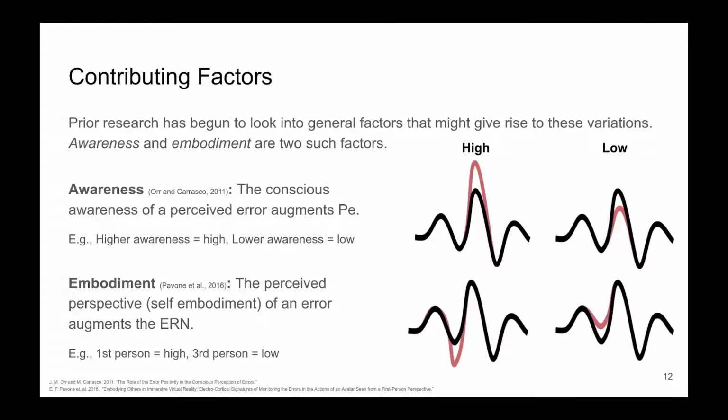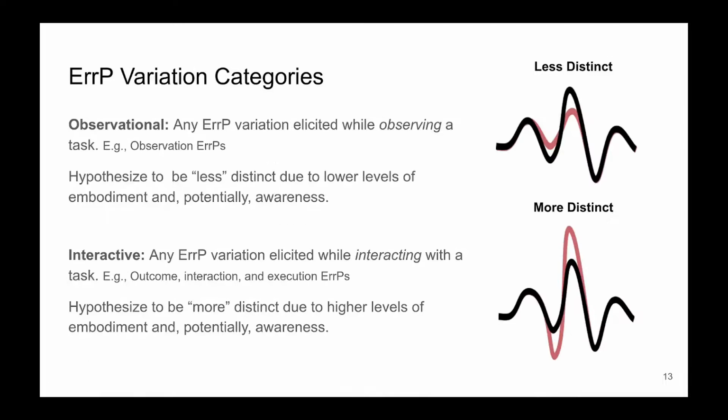Given these two factors that influence ErrP variations, we really want to separate our ErrP variations into two categories. The first category is going to be observational. This is just any ErrP variation that's elicited while observing a task, and for example, this largely just includes observation ErrP variations. The hypothesis here is that these observational ErrPs will be less distinct due to their lower levels of embodiment and potentially lower levels of awareness. You can see this illustrated here on the right-hand side.